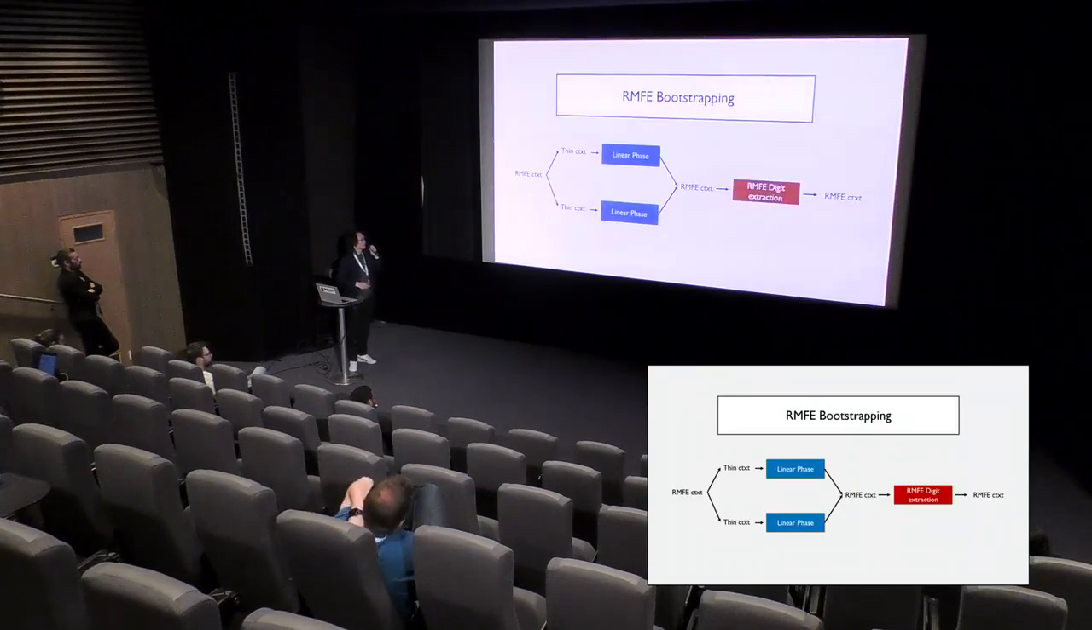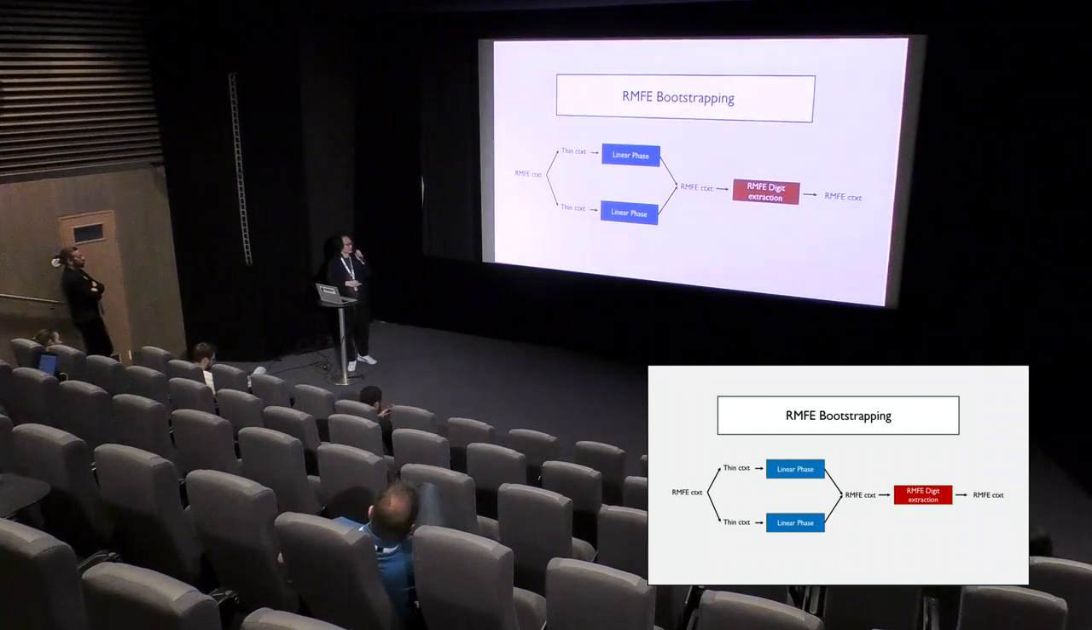So in our paper, we managed to implement the following pipeline. Unfortunately, we didn't manage to do just one linear phase. We have to split the ciphertext into multiple linear phases, but we can do just one round of RMFE digit extraction.